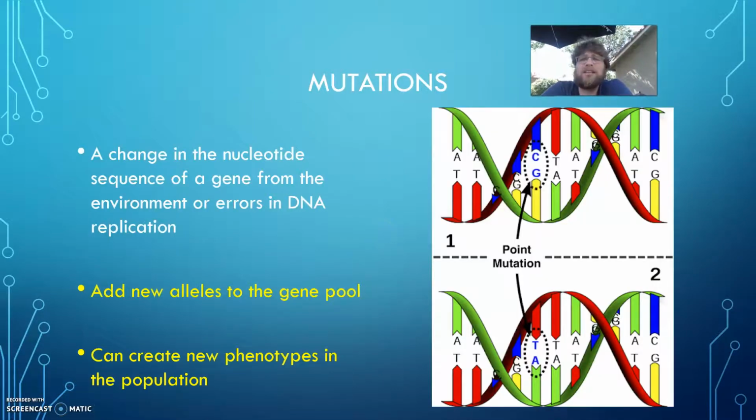One, and really the only way to add new variation on planet Earth, in any population, is a mutation, a change in the nucleotide sequence of DNA. So we're changing the C to a T. That could be caused by something in the environment, radiation, chemicals, random chance, or errors in DNA replication. Whatever it may be, you've created a new allele when you have a mutation. You have a new sequence of nucleotides in a gene. And this is the big way that new phenotypes can be created and new alleles are added to the gene pool.